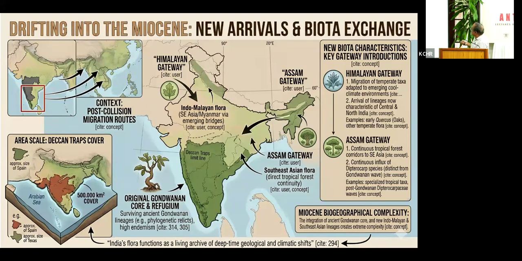So the Himalayan gateway was the migration of temperate taxa, while from the Assam gateway it is basically the tropical dipterocarps and other things. So we know that if you look at the dipterocarp distribution in the peninsular region, even in our coastal area we have species like Hopea and other dipterocarp species. Moreover, even in most of the old sacred groves, if you have any sacred grove which is very intact, you could see quite a lot of Hopea species present in that.